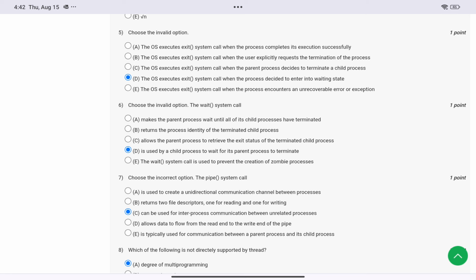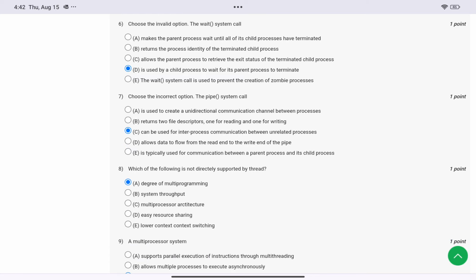Now he is asking which is invalid: the wait system call is used by the child process to wait for its parent process to terminate. This is wrong, because the parent will wait for the child to execute, not the child waiting for the parent. So this is wrong.